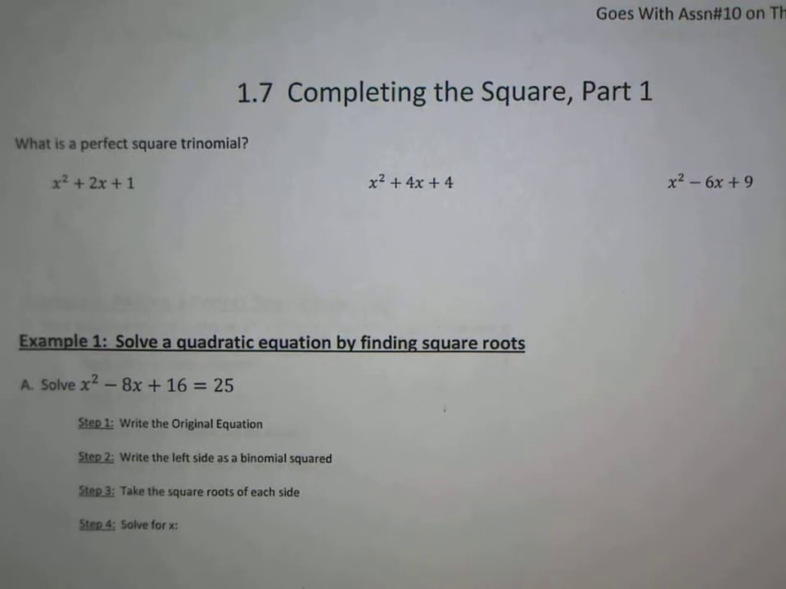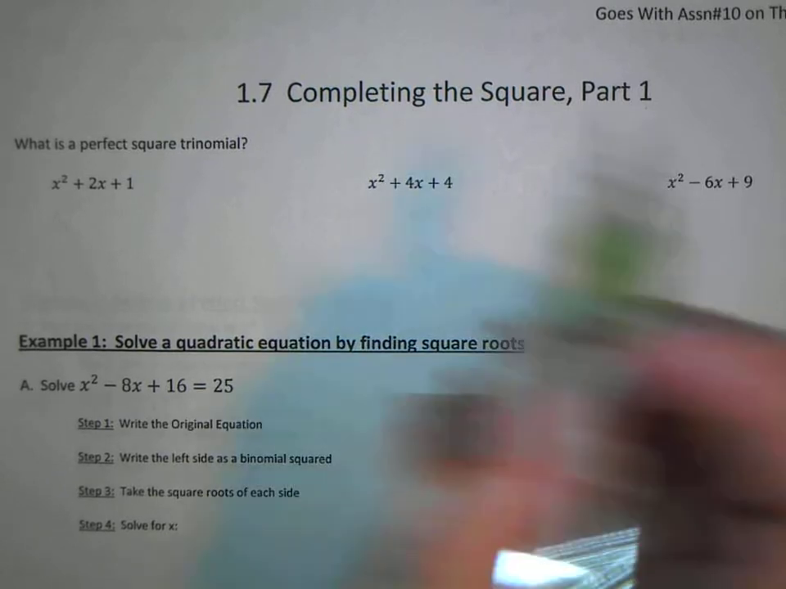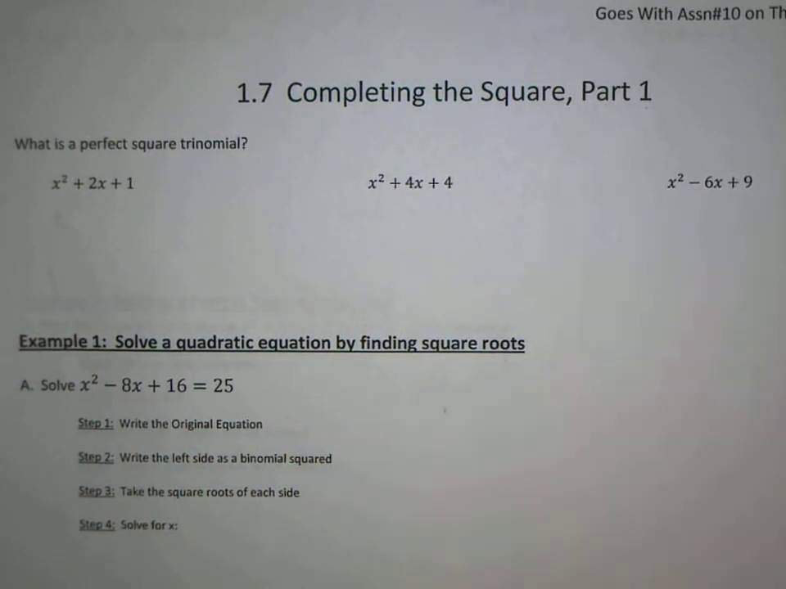All right, today's lesson is on 1.7, completing the square, and this is part 1 of this lesson. The main thing about this lesson is that I will be talking about a perfect square trinomial. So before we get started, I want to explain what a perfect square trinomial is. You've dealt with these before, you just don't really realize what they were called. All three of these are perfect examples of a perfect square trinomial.